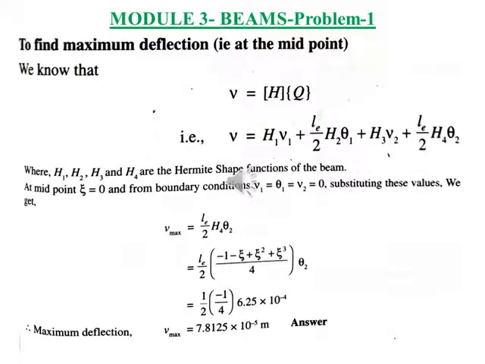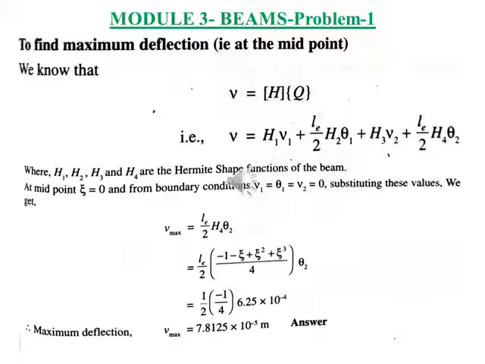So next step is to find the maximum deflection. So we know that mu is equal to h into q, where h is the Hermite shape function and q is the displacement vector. So the Hermite shape function, we know that there are 4 variables, h1, h2, h3 and h4. So writing down the equation, mu is equal to h into q, where mu is equal to h1 mu1 plus le by 2 into h2 theta 1 plus h3 mu2 plus le by 2 h4 theta 2.